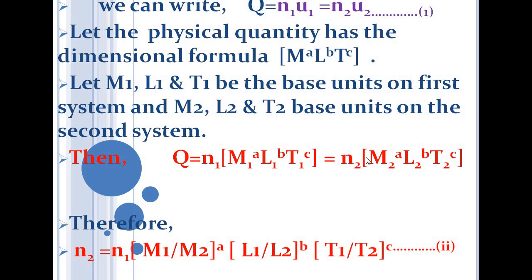Simplifying, if we are converting from the first system of unit to the second system of unit, we can write the numerical value for the second system n2 equals n1 times M1 by M2 power a, L1 by L2 power b and T1 by T2 power c. Using this equation we can convert a physical quantity in one system into another system of unit.